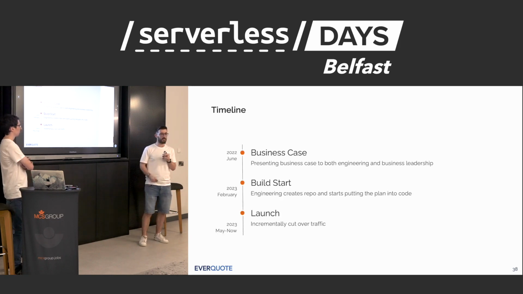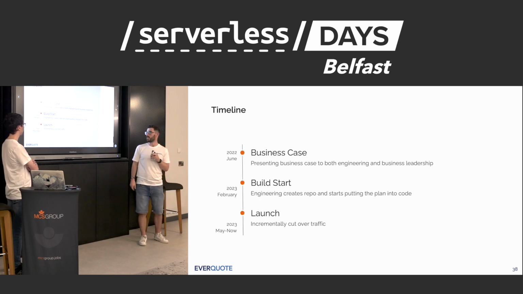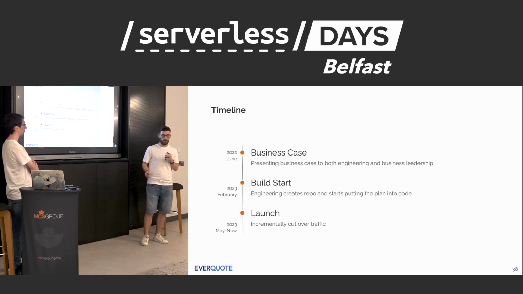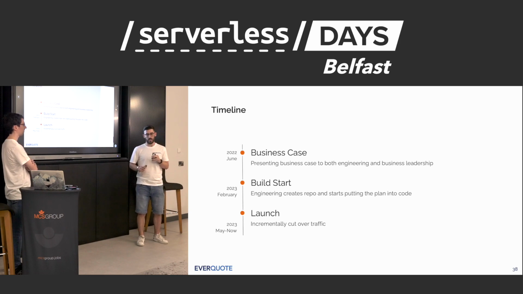Okay, back to the timeline. So at this point, we realized we've got a problem. What are we going to do about it? So in June 22, we started putting together a business case. And it was for both engineering and business leadership. The engineering part was, okay, we want to do this in serverless. Let's put together our architecture. Let's get our data together to show why we think this will work.